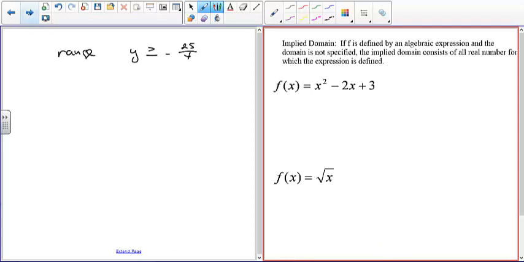Okay, so here, this is talking about implied domain. So this is assuming that I'm not specifying the domain. And we've already looked at these two problems. So for a polynomial, the implied domain is all real numbers. Notice I don't put equal to here because nothing can ever equal negative or positive infinity.